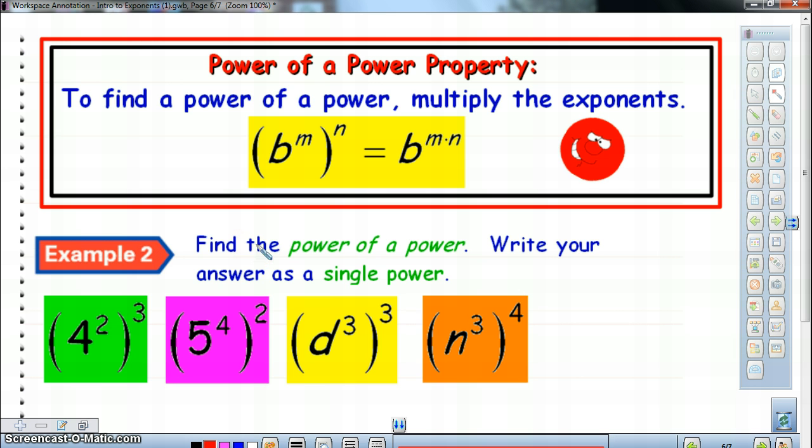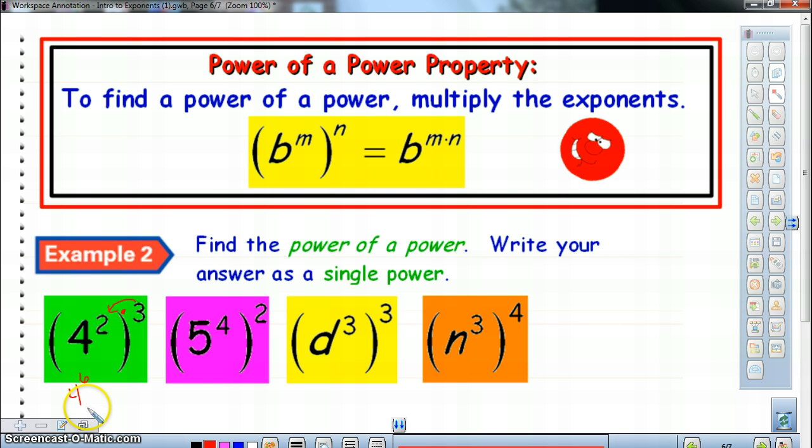Other property that we have to look at is if I'm outside parentheses, that works a lot like as if I were to distribute. So I have to take 4 to the 2nd to the 3rd power. Now I'm going to multiply those together. So I actually have 4 to the 6th power now.